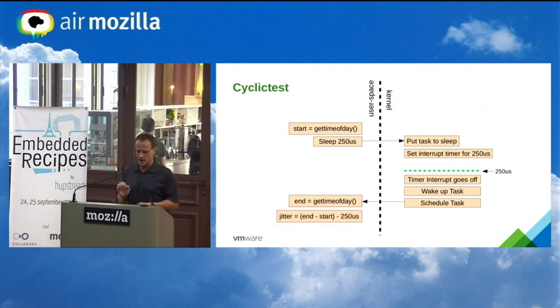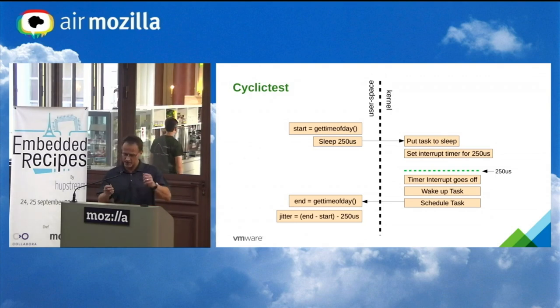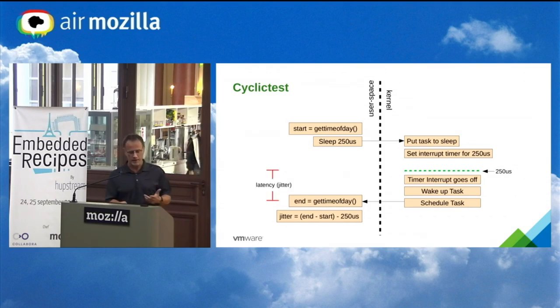So once 250 microseconds happens, we try to wake up the task as quickly as possible: we take the interrupt, and then we can wake up the task and run. The latency, or the jitter, that cyclictest measures is this: it knows when the 250 microseconds was, where it actually wanted to wake up, but then it takes a timestamp to say, hey, when did it actually happen?